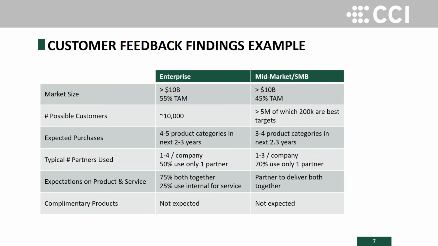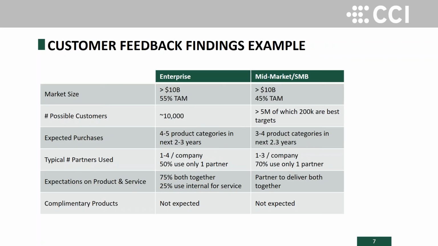We also found that the number of partners that they typically use to buy as a customer was 1 to 4 in the enterprise space, but of those, 50% typically used only one partner for these product categories. In the mid-market and SMB space, they use 1 to 3 partners per company, but 70% of the customers actually used only one partner. So one partner was delivering for the needs of most of the customers in both the enterprise and mid-market, selling across multiple product categories, which leads you to believe they need to sell across their portfolio versus being specialists, for example.